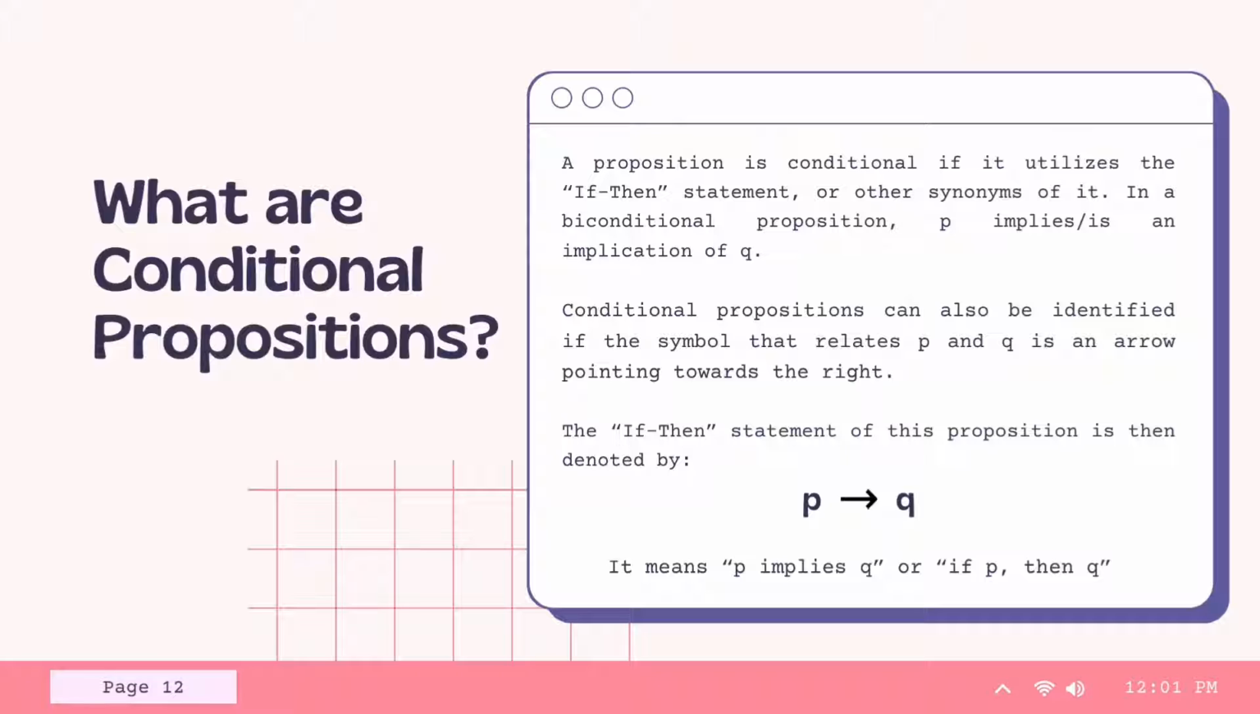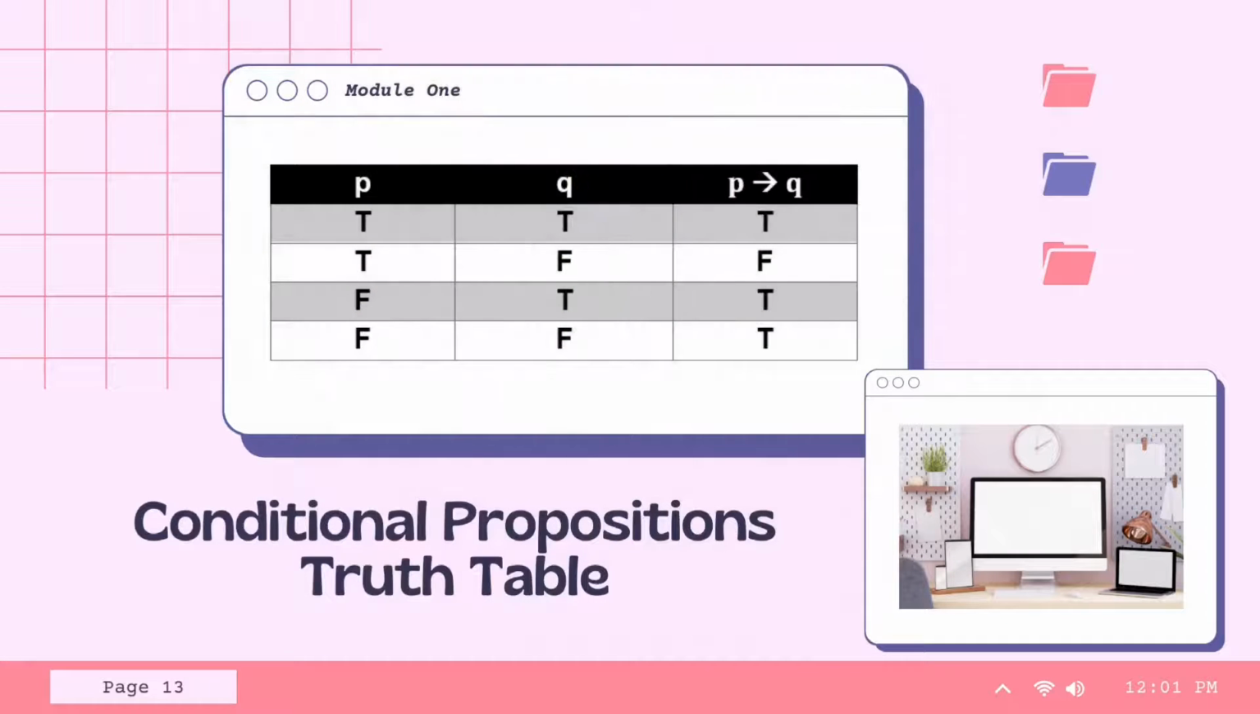A conditional proposition can also be identified if the symbol that relates P and Q is an arrow pointing towards the right. Conditional propositions are denoted by this equation right here. Essentially, it means P implies Q, or if P then Q. Now, we move on over to its truth table.